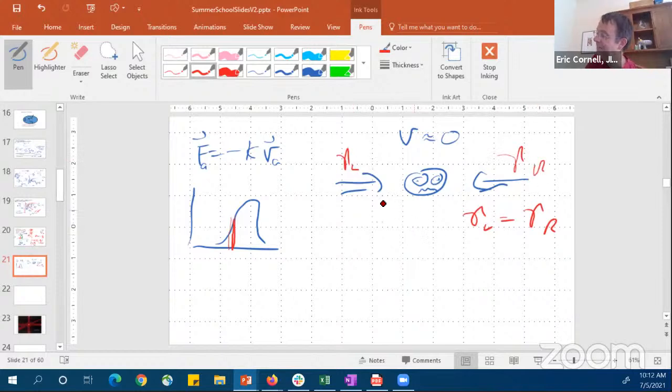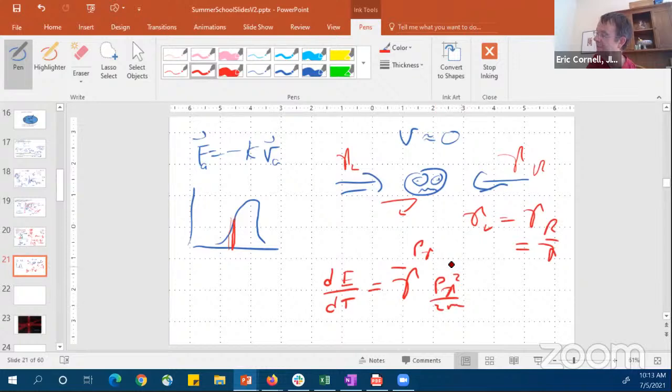And every time it scatters a photon, it picks up a momentum, p photon. And if you work it out, there's going to be a random walk. Basically, the energy is going to increase, we'll say these two things are equal to each other, and they're equal to gamma bar, at the rate gamma bar times p gamma squared over 2m. This is the little unit of energy. Sometimes it's called the recoil energy.